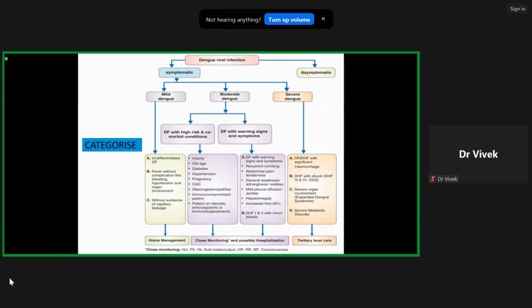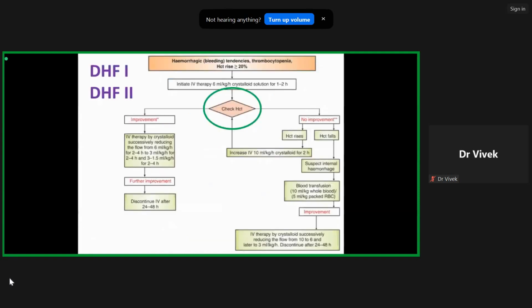For the management of dengue fever, we categorize dengue as mild dengue, moderate dengue, and severe dengue. Mild dengue can be managed at home. Moderate dengue needs hospitalization and close monitoring. Severe dengue needs to be managed at a tertiary care center in ICU setting.